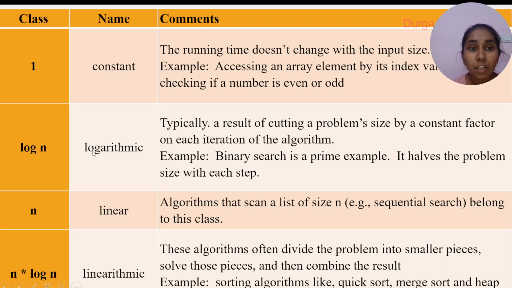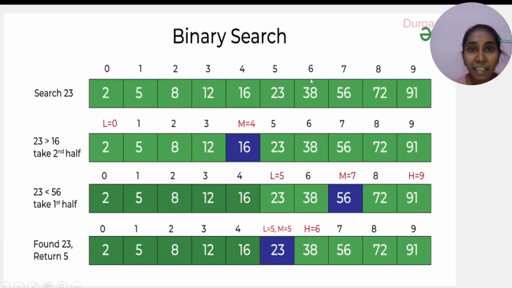The second one is logarithmic. For logarithmic, it will take order of log n. So the example is binary search. In logarithmic, the result is cutting the problem size by a constant factor on each iteration of the algorithm. So the example is binary search. Why? Because it halves the problem size with each step. Let's see, this is the binary search. I want to search for 23.